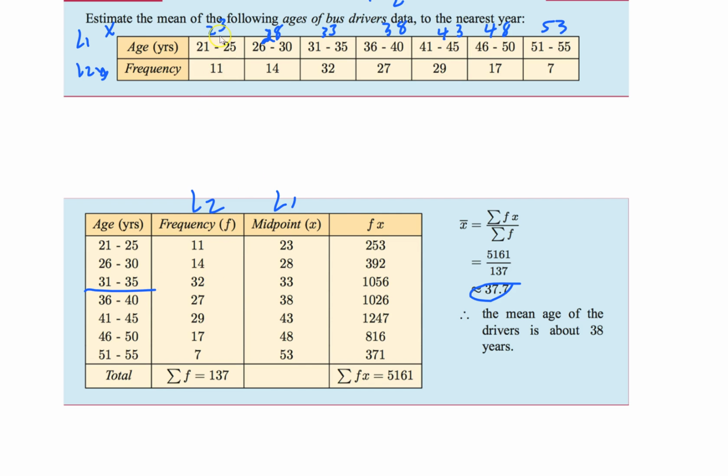But that's how you do it. So anytime you get an interval for your x values, just use the midpoint. Very simple, right? So if I see this, just use that. There we go. We're done with this lesson.